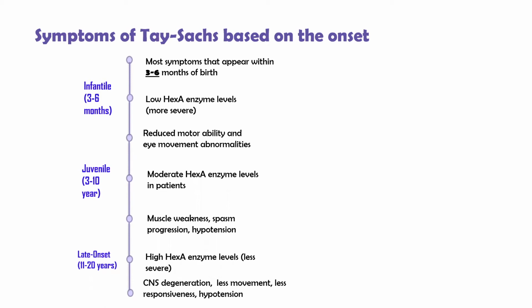In late onset, where symptoms are presented in age 11 to 20 years, high functional enzyme levels are present. This means that the symptoms are less severe. However, symptoms such as central nervous system degeneration, less movement, less responsiveness, and lower blood pressure are still observed.